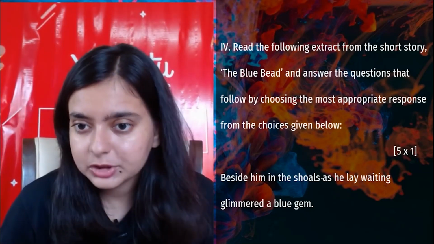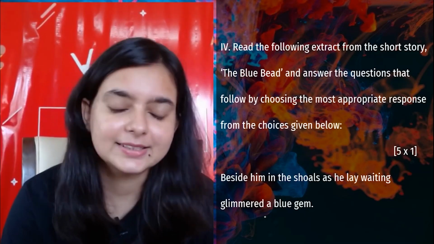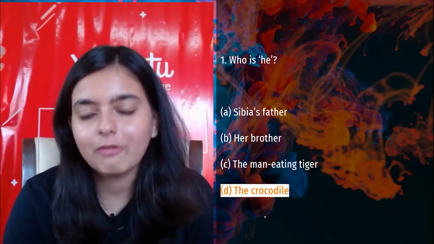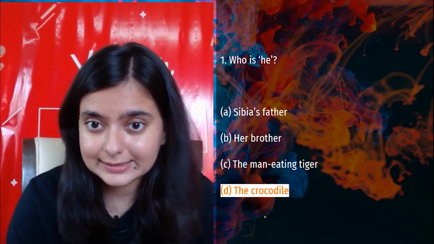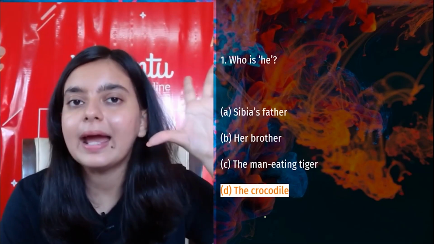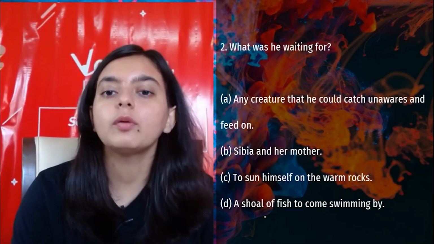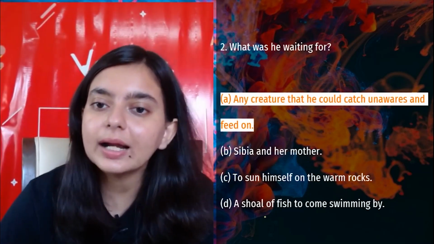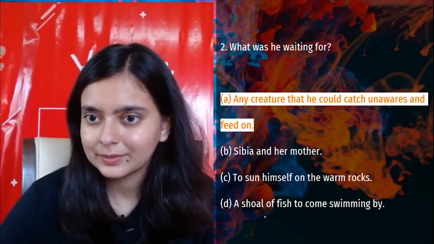Okay, now next is The Blue Bead. Beside him, in the shoals, as he lay waiting, glimmered a blue gem. That's the only line that has been given to you. Who is he? Obviously, the crocodile. So the description of the crocodile is very, very important, guys. Okay. So from where the crocodile has been introduced, that is also super, super important. What was he waiting for? Very, very simple, guys. Any creature that he could catch unawares and feed on.